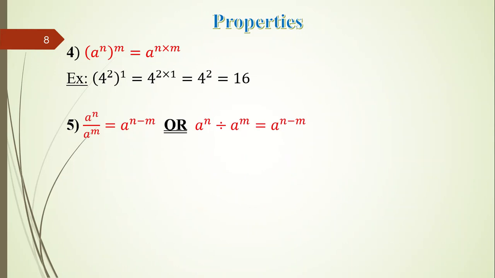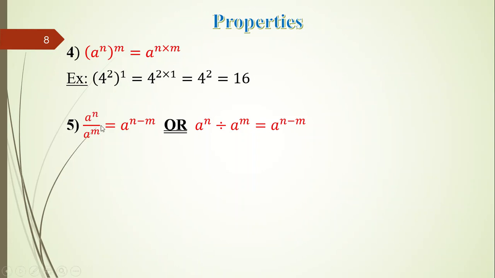If we have a^n over a^m, here we have the same base and we have divide between them. Since we have divide, we have to subtract the powers. Before, we had times between them. When we have the same base and we have times between them, we have to add the powers. Here we have the same base, but we have divide between them, so we have to subtract the powers, okay?